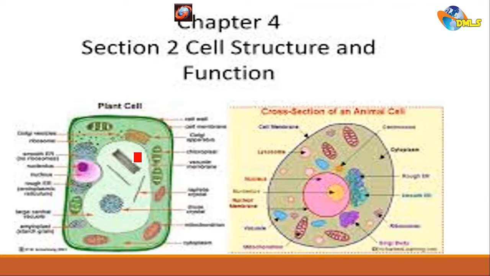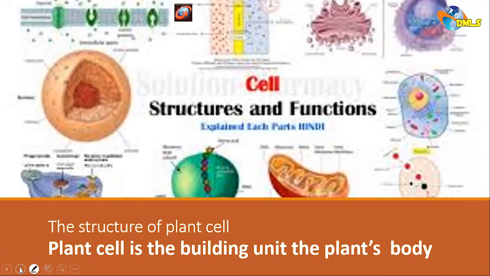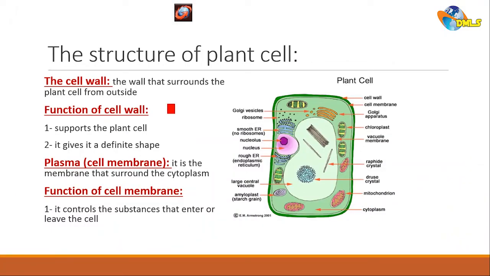The structure of the plant cell. First of all, the plant cell consists of, the first component is the cell wall. The cell wall is very important for the plant cell because it is the wall that surrounds the plant cell from outside. Its function is to support the cell and give it its definite shape.